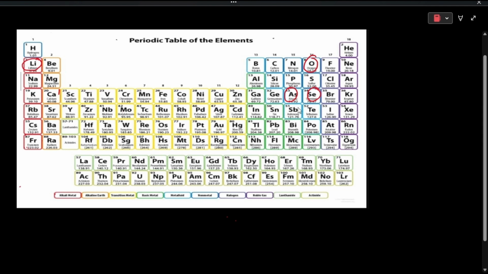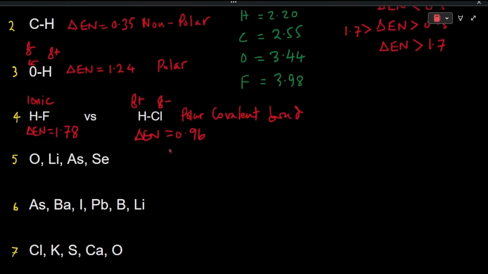And selenium is 2 steps below oxygen. Although arsenic and selenium are 2 steps below lithium in the period, lithium is far to the left on the periodic table. And so we're going to put the order as lithium, arsenic, selenium, and oxygen. Lithium, arsenic, selenium, and oxygen.